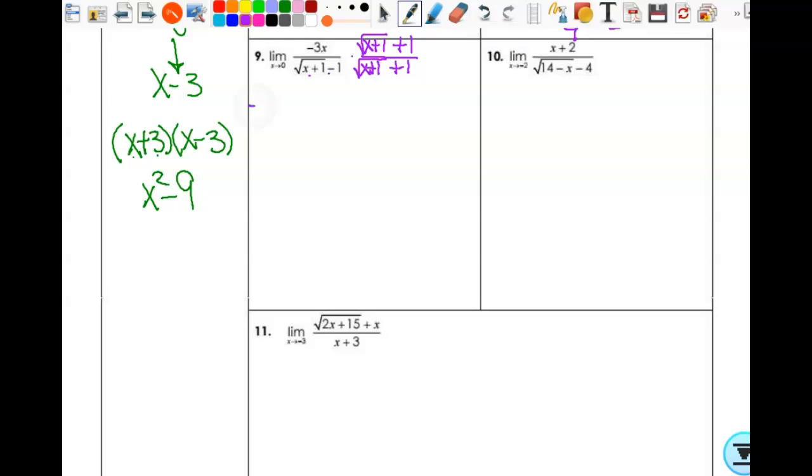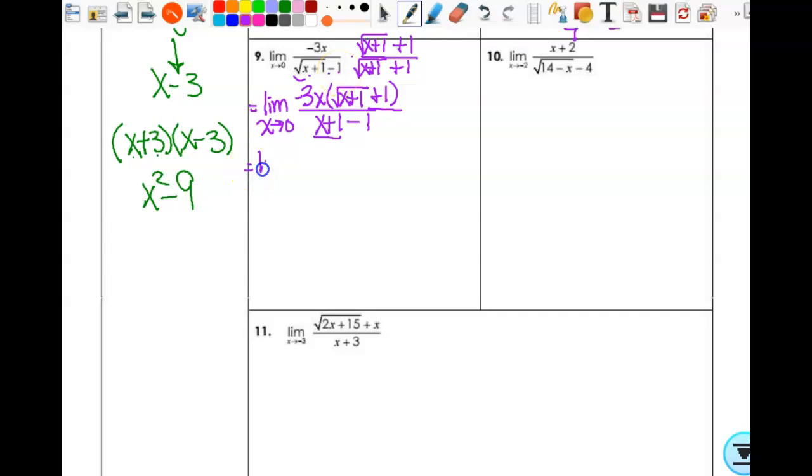All right, so then I get the limit as x approaches 0 of, in the numerator I have negative 3x times the square root of x plus 1 plus 1. In the denominator, I have a difference of squares again. When I square the square root, I'm going to get x plus 1, and then minus, I square the 1 and get 1. Okay, that makes sense? I squared the square root. When I square that, I get x plus 1, minus, then I square that 1. That's where that 1 comes from.